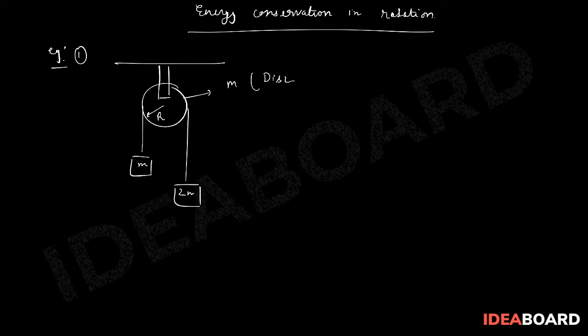Let us take there is a question like there is a pulley and this pulley is having mass m and pulley is in the shape of a disc, okay, and radius of that disc is r, and there is a weight of mass m and of course mass 2m are attached to the string which is passing over a pulley.